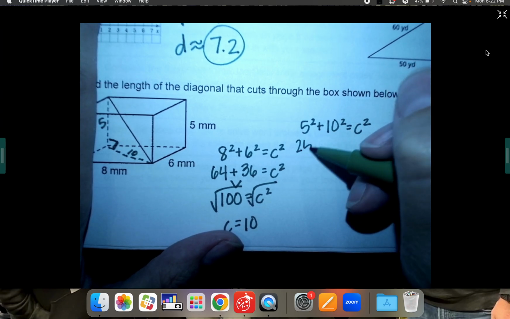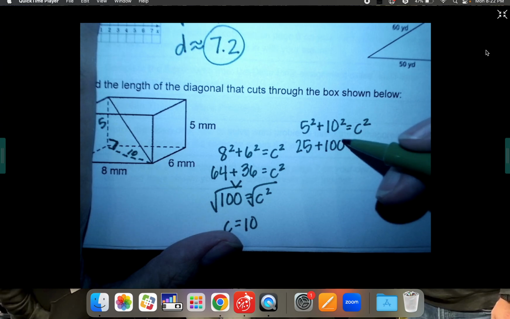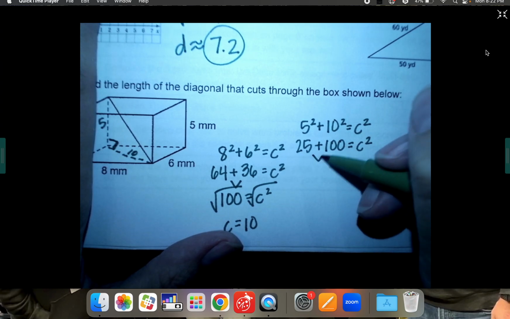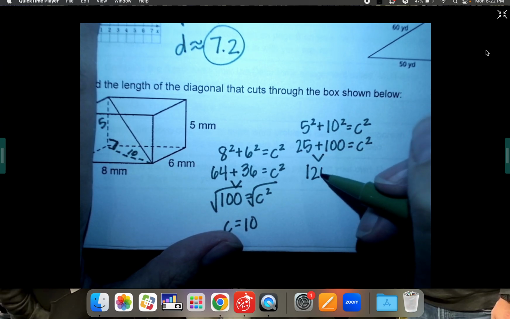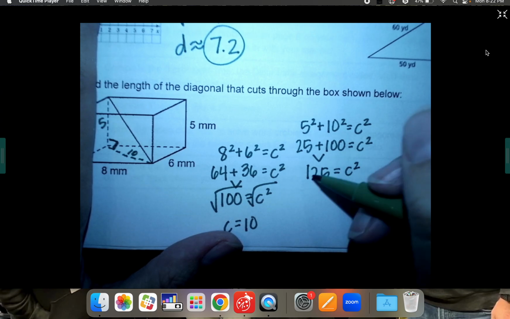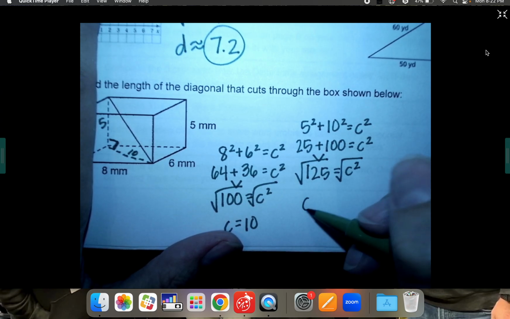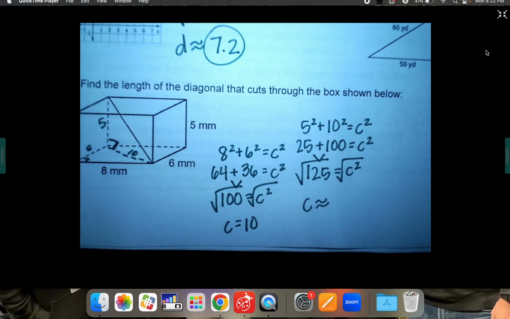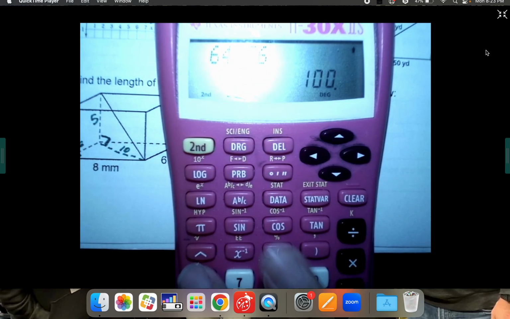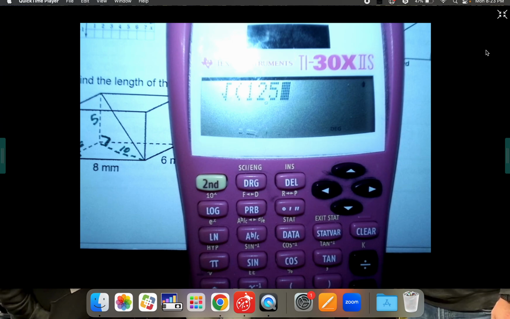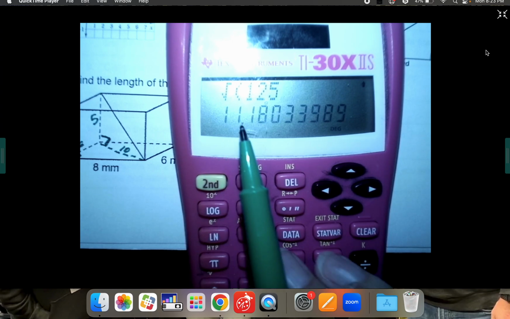5 squared is 25. 10 squared is 100. 25 plus 100 is 125. And then you're going to square root that. It's not going to come out exactly evenly.